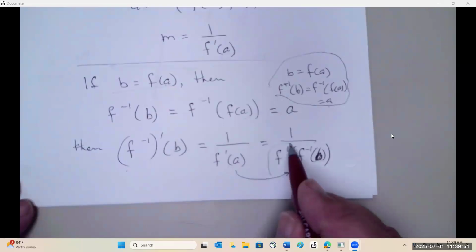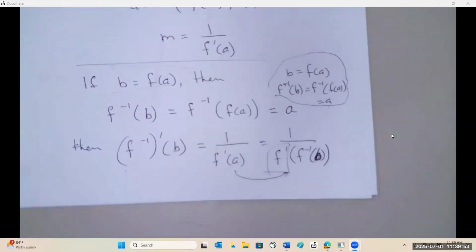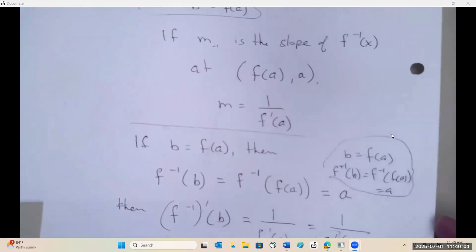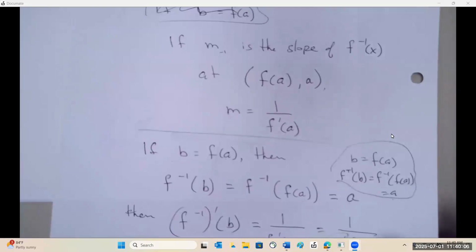We have to take the derivative. We have to find the derivative of the original function and place the inverse function inside there. It's pretty much substitution. Let's look at an example here. Let me find the first example. There. It's pretty much just plug and play here.